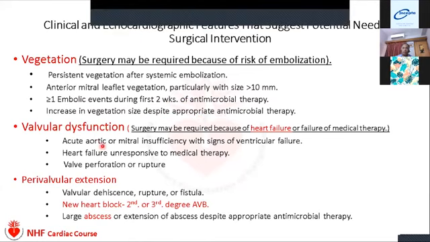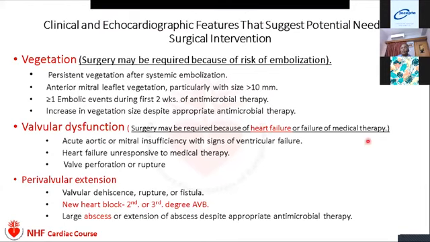Valvular dysfunction. Surgery may be required because of heart failure, or heart failure that is resistant to medical therapy. That may be acute aortic or mitral insufficiency. Sometimes valve perforation or rupture may produce acute heart failure and need surgery.